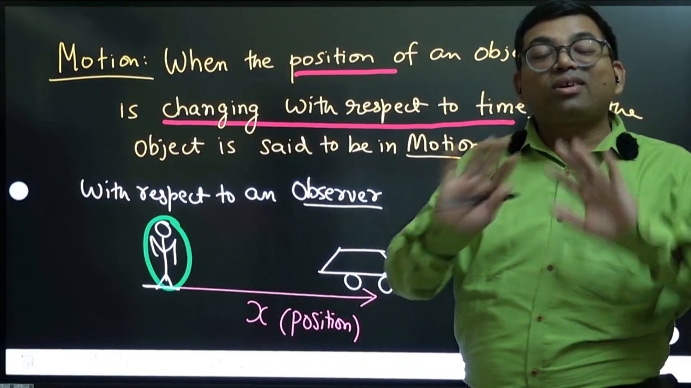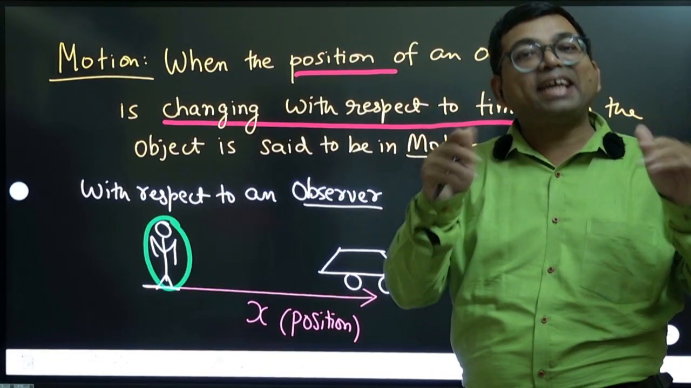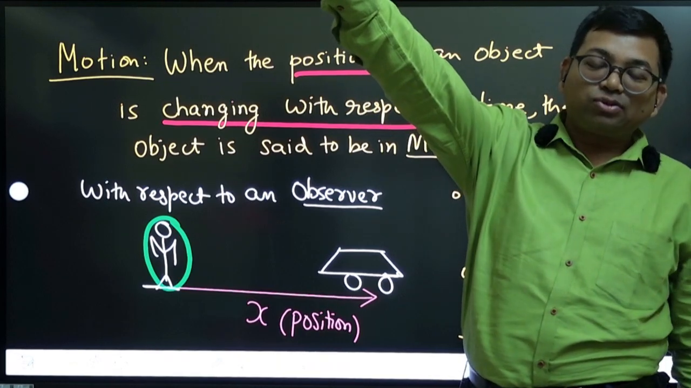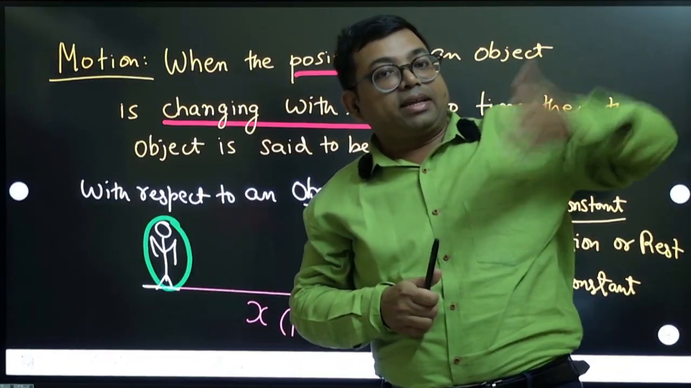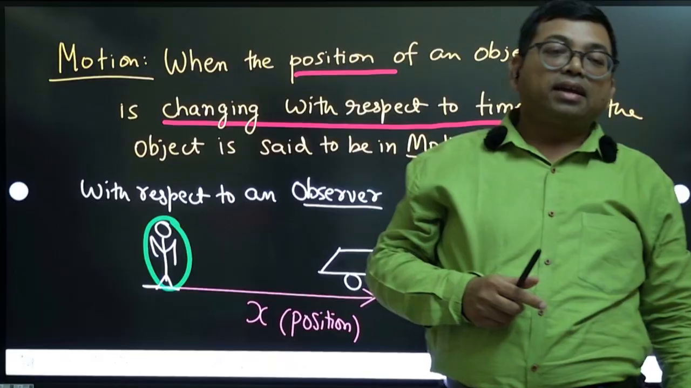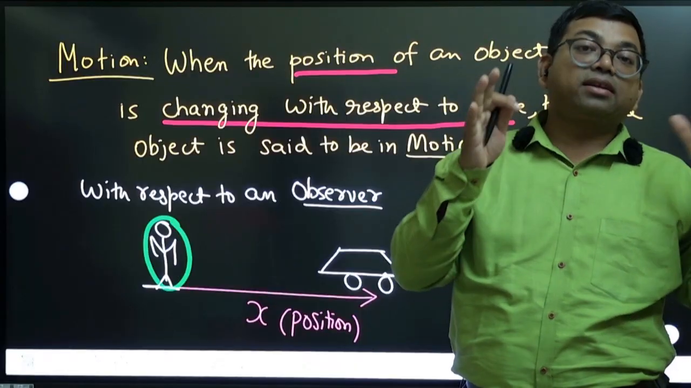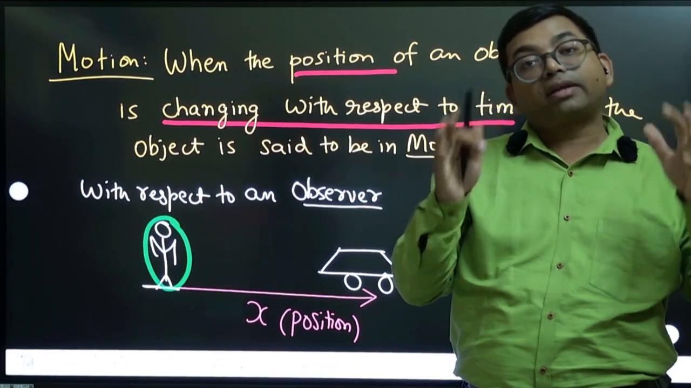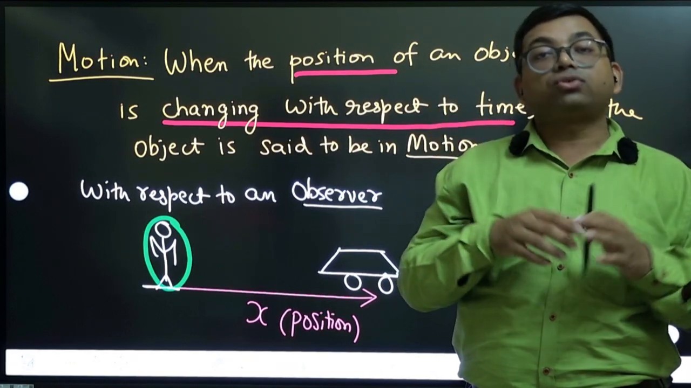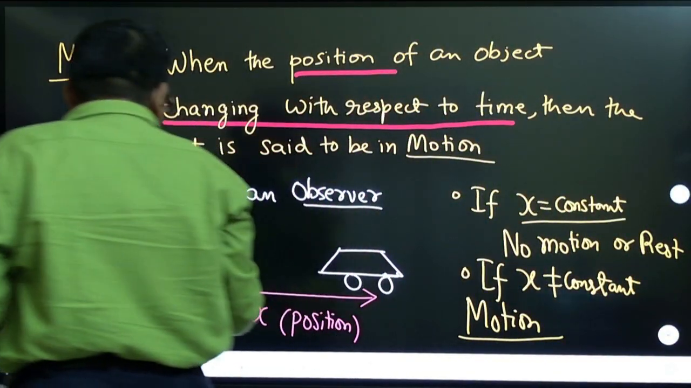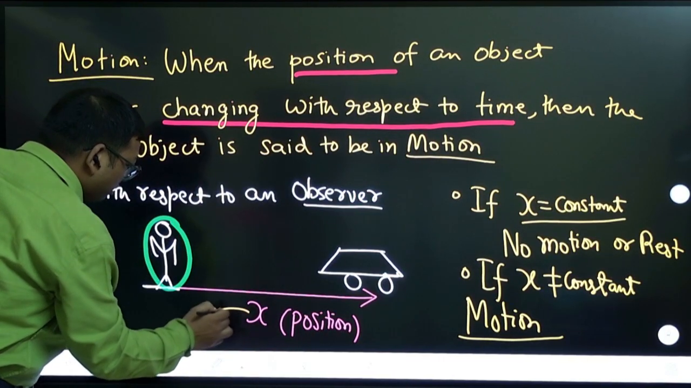So the position is not just the distance. It is also having a direction. Suppose I say the car is 2 meter this side, now the car has moved and it has come 2 meter this side. So direction is also changing, right? So position is not just the distance. Position is a vector quantity. Vector quantity means it has direction as well as magnitude. So position itself is a vector quantity. Here itself you note this position is a vector quantity.